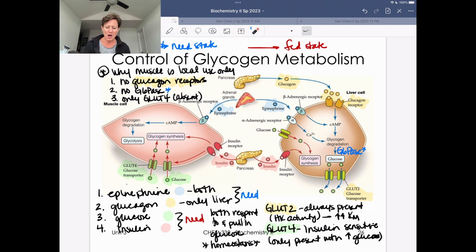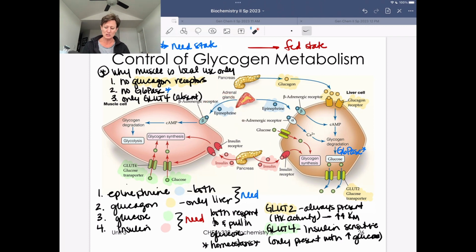All right, let's talk about the other need state situation. Maybe we need some energy, right? Maybe we need to be doing some fighting or fleeing, right? Epinephrine is going to be an important signal for that. Adrenal glands secrete epinephrine. We're going to have receptors on both liver and muscle cells. I'm not going to get into the weeds right now on the difference between these alpha and beta adrenergic receptors, but we will note that liver has both, and that helps to not only increase cyclic AMP levels, but also cause an influx of calcium. Both of those are going to facilitate glycogen degradation in the liver.